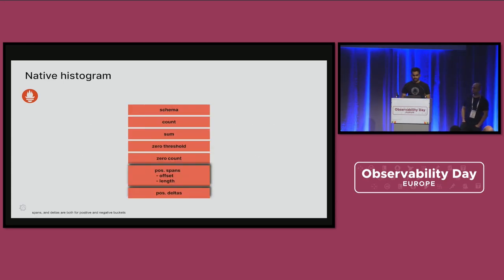And here comes the main difference between the representation of histograms in OpenTelemetry and Prometheus. We have something called spans and deltas.